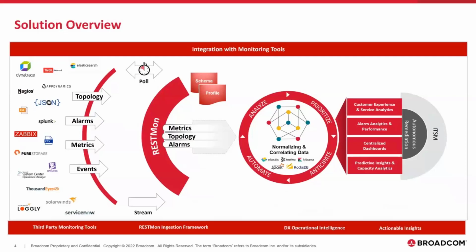Additionally, the key capabilities of RESTMon include running as a process or a service on Windows or Linux platforms. There is also a containerized image available that can be run on OpenShift or Kubernetes. It supports both basic and token authentication. All the communication by default is over HTTPS. The polling intervals can be defined per data type, which means you can have a different polling interval for the metrics and a different polling interval for alarms or topology.